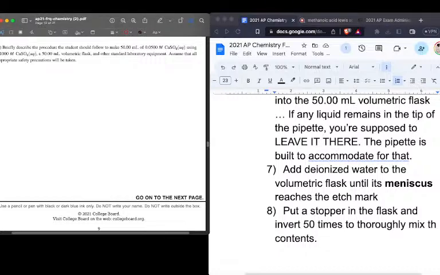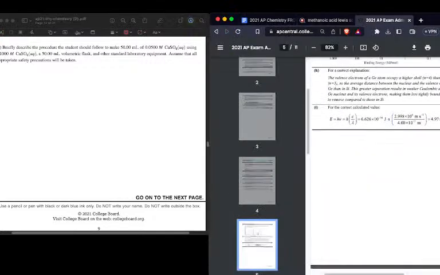Cool. Assume that all appropriate safety precautions will be taken. Great. So you don't have to talk about safety. Let me go look at what they wanted to hear.